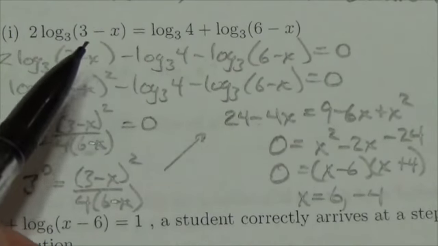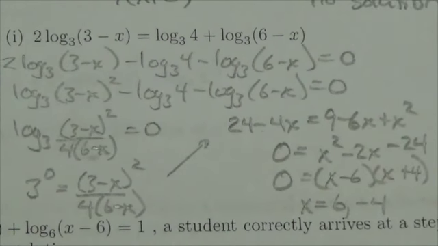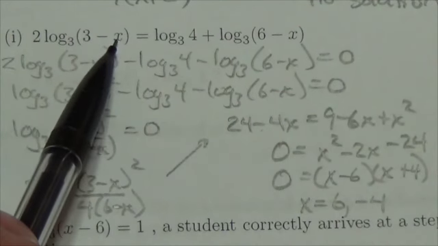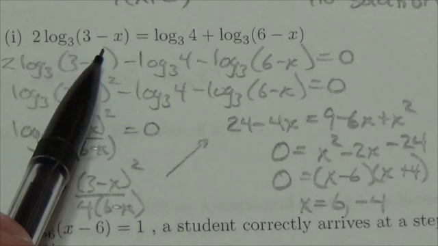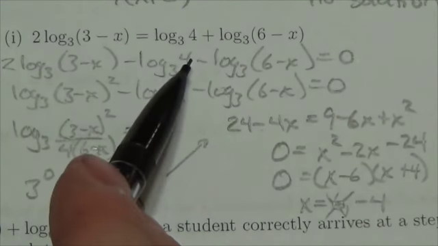Now I can come back up here and check that. This is a great question. I really like this question because notice that if you plug the positive 6 in, 3 minus 6 is negative 3. You're taking the log of a negative. Turns out it's the positive root that's no good here. But the negative root does work.